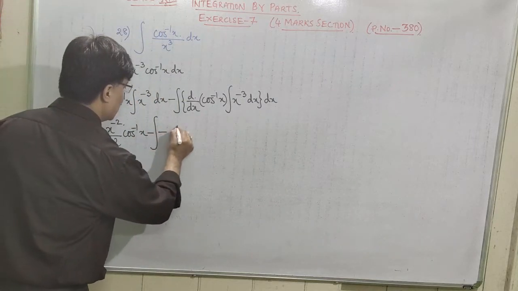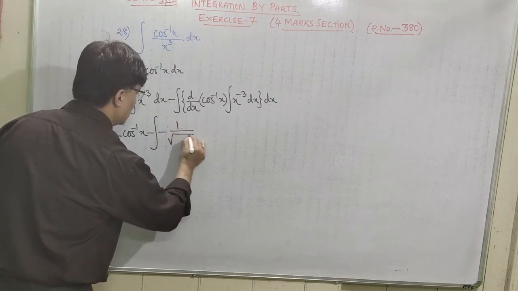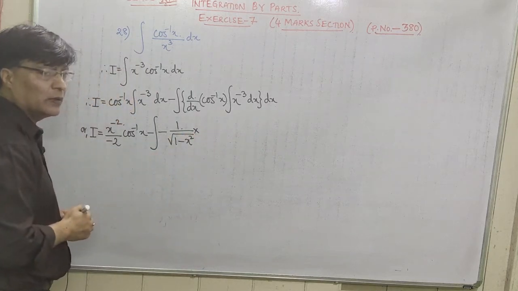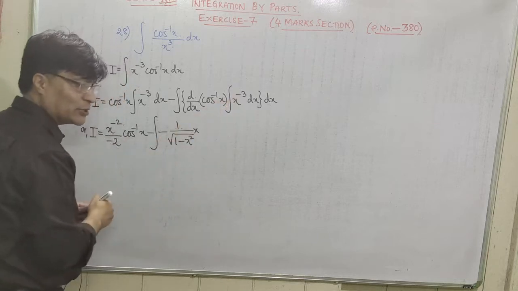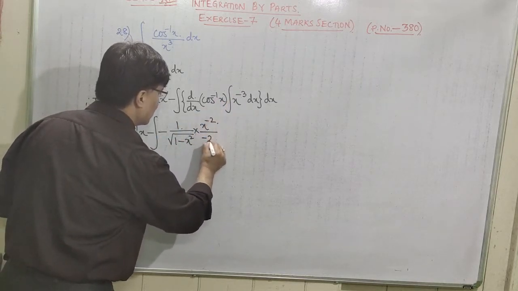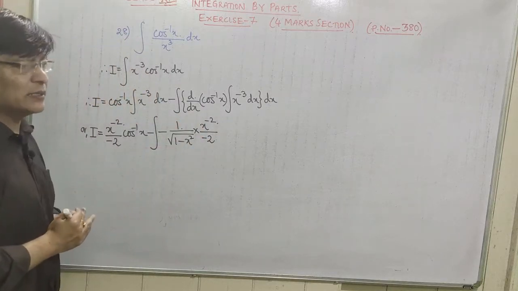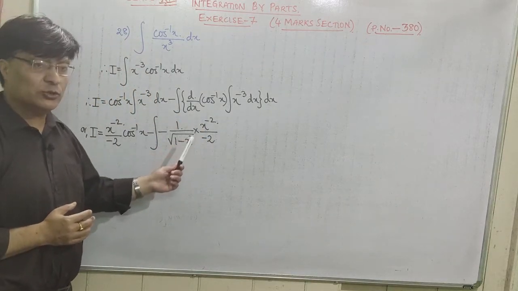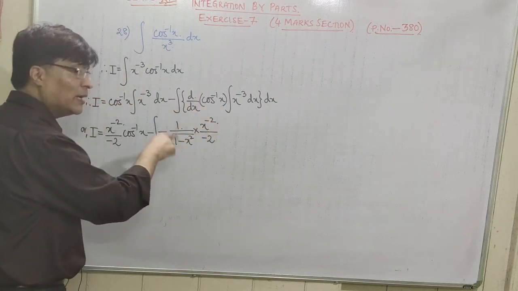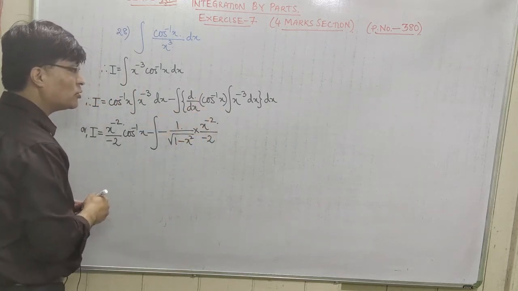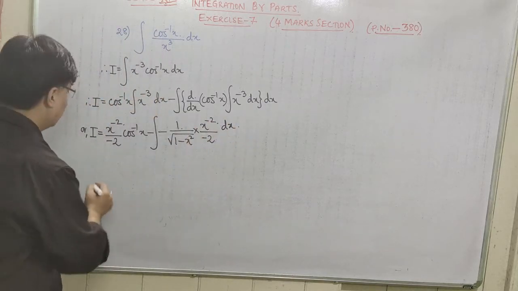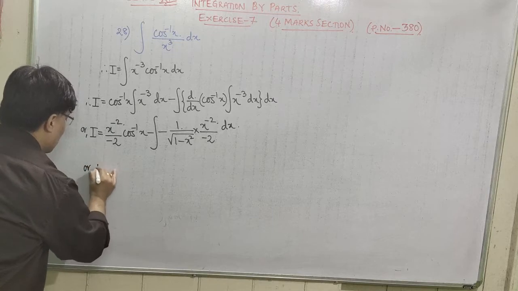It is minus 1 upon root over 1 minus x square into, what is integration of x to the power minus 3? It is x to the power n plus 1 divided by n plus 1. That means you will get x to the power minus 2 divided by minus 2. That is x to the power minus 3 plus 1 divided by minus 3 plus 1. That is x to the power minus 2 divided by minus 2. Then what do we write here? dx.